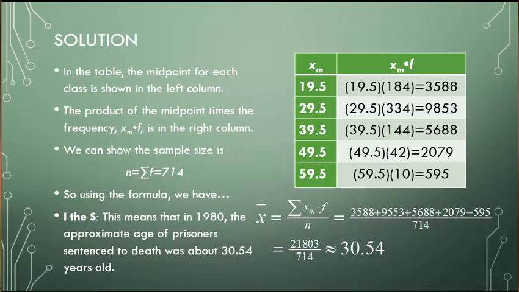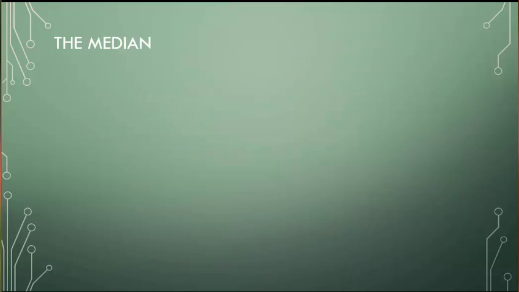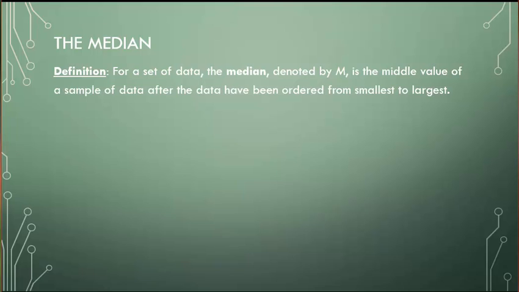So let's get back to looking at some of the other measures of centrality here. We talked about the mean. I guess the next natural one to talk about would be the median. We can say for a set of data, the median, denoted by the letter M, is the middle value of the sample data after it's been ranked from smallest to largest.